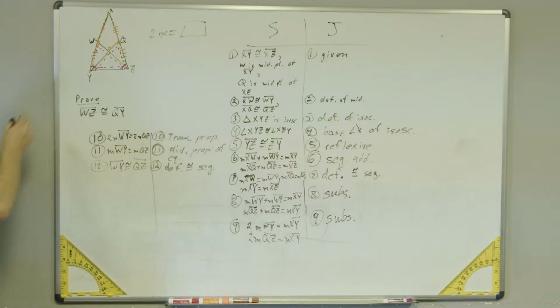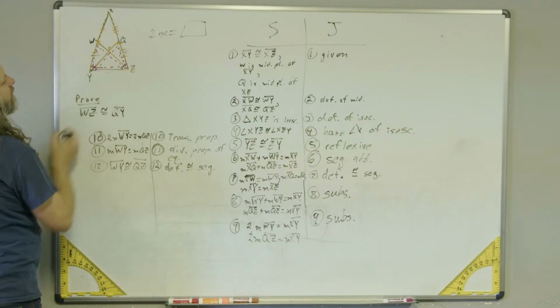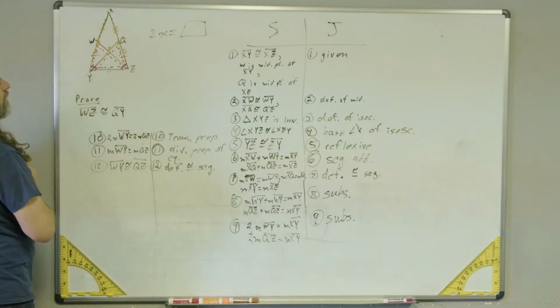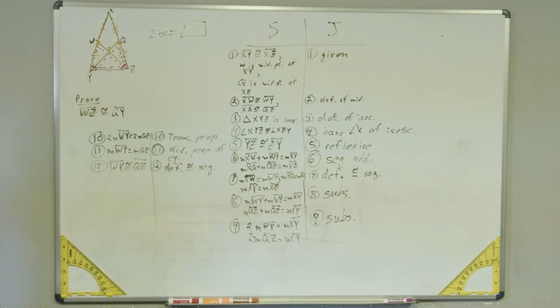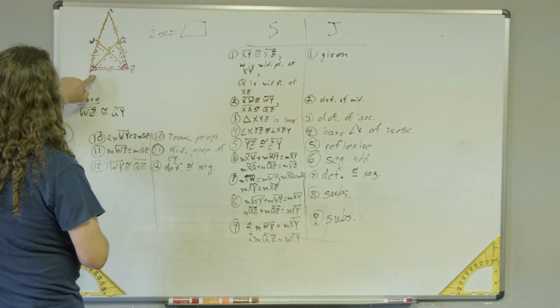So now we have that this is congruent to this. We also have this is congruent to this. We also have that the angles are equal. So can we say the two triangles are equal? Yes, because of side, angle, side.